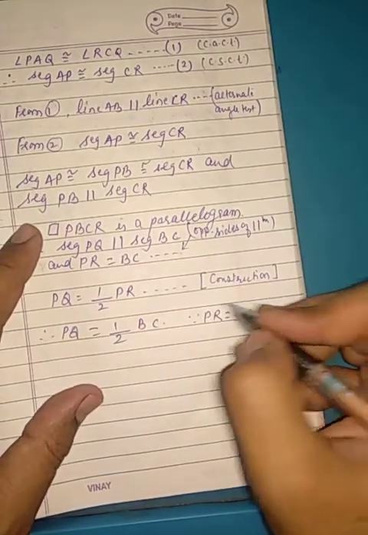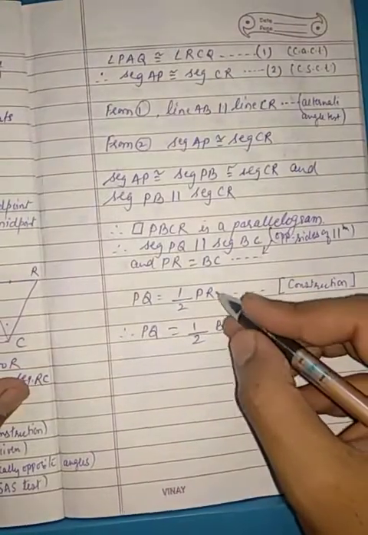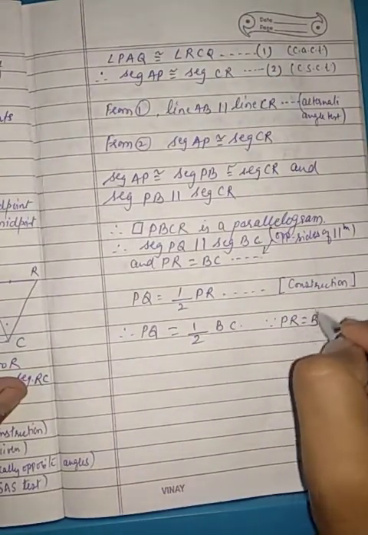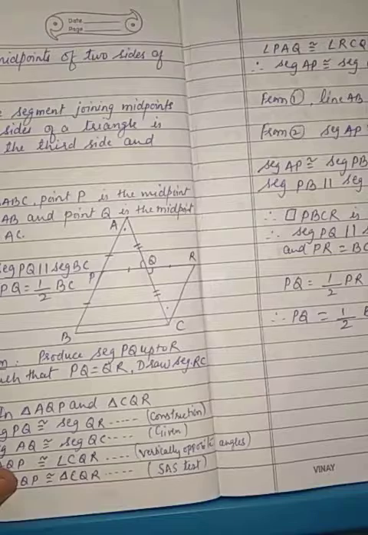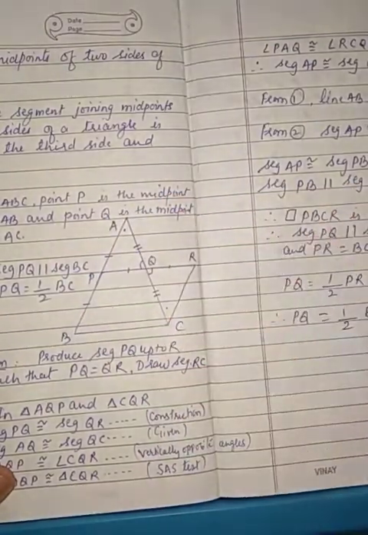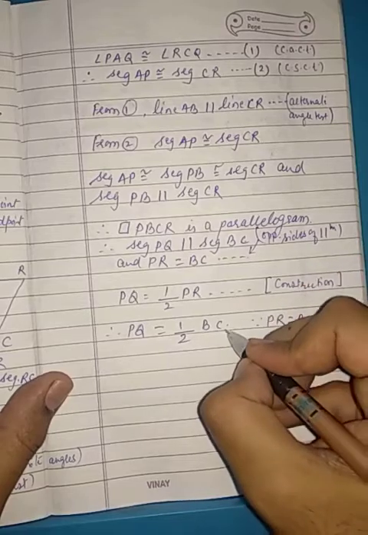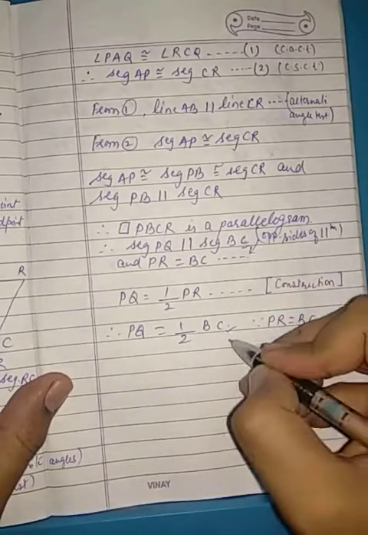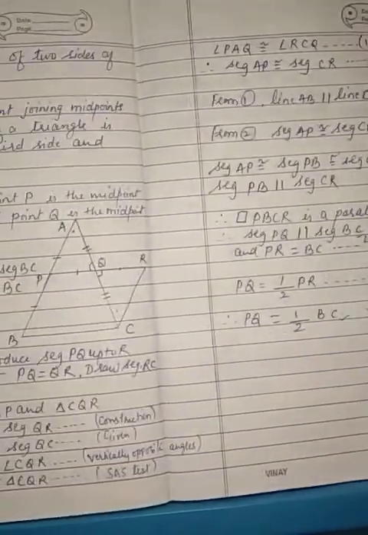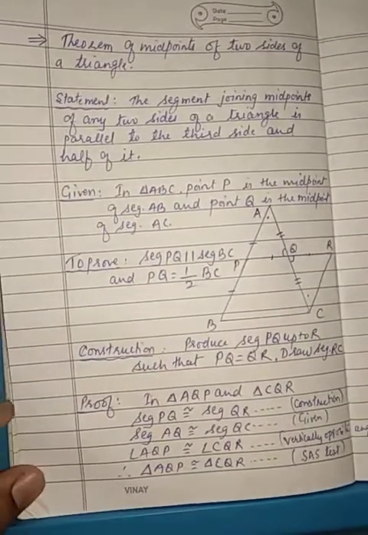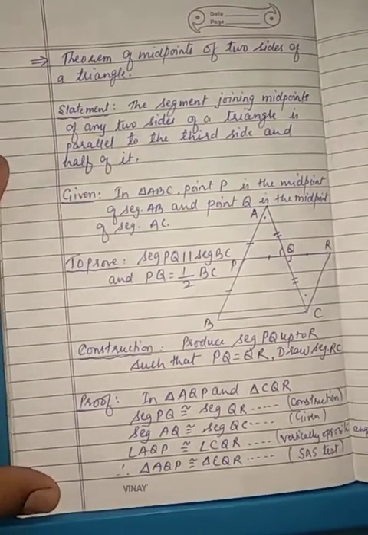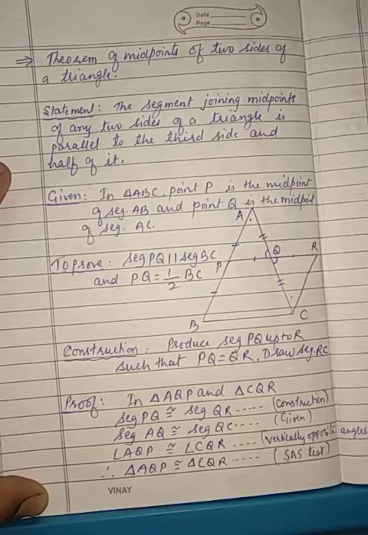Okay, and then in place of PR you can write BC, because PR equals BC is already given. We have already proved PR is equal to BC, so you can write PQ is half of BC. So we got both statements: PQ parallel to BC and PQ is half of BC. Okay, so just watch the video and note down the theorem.